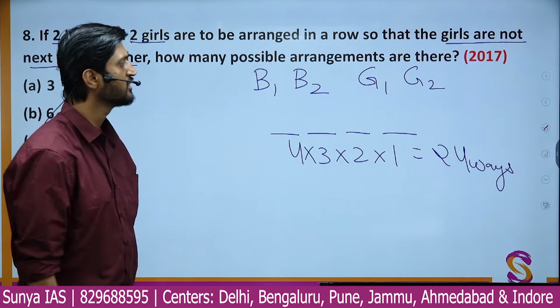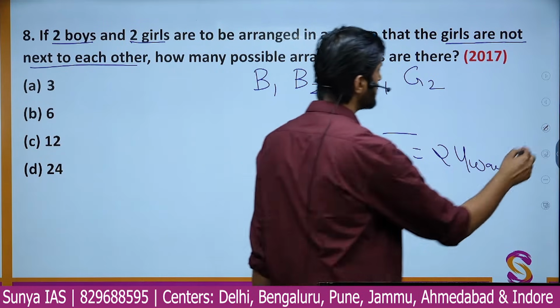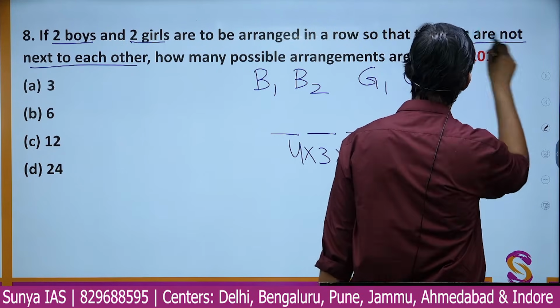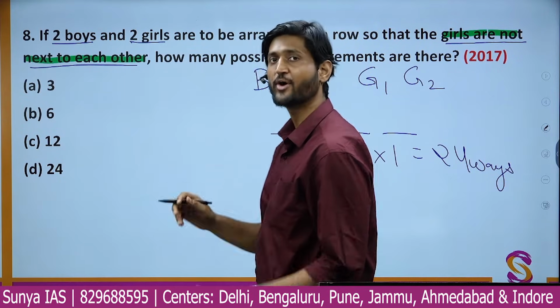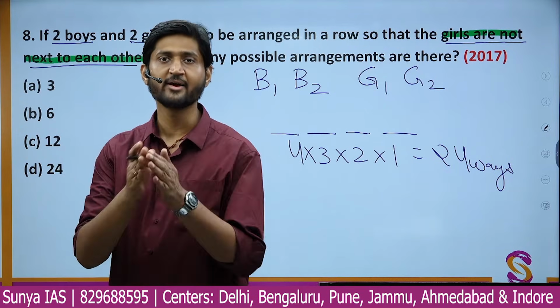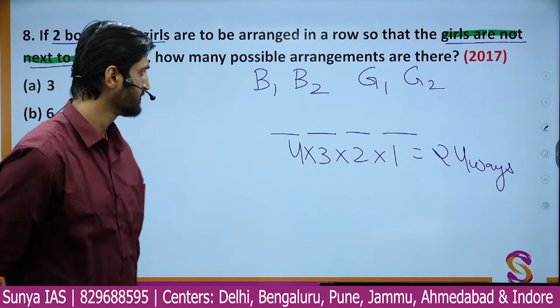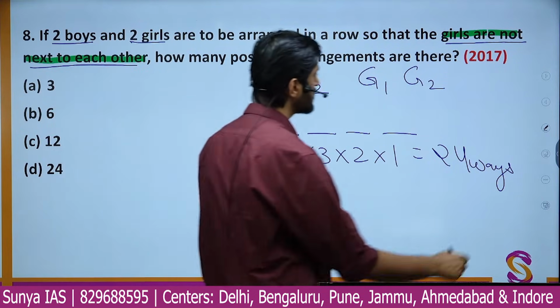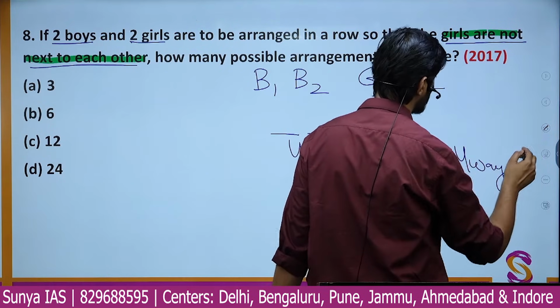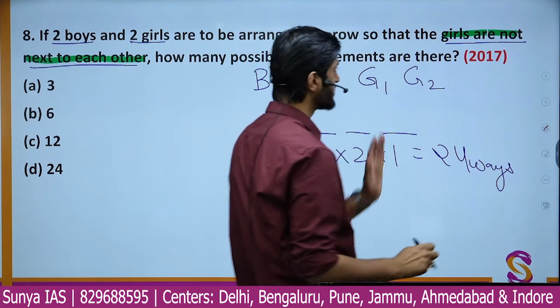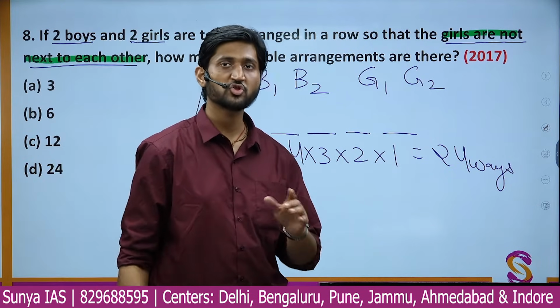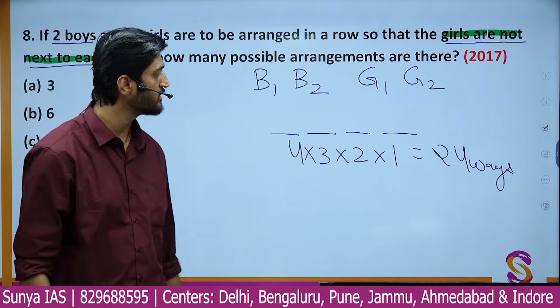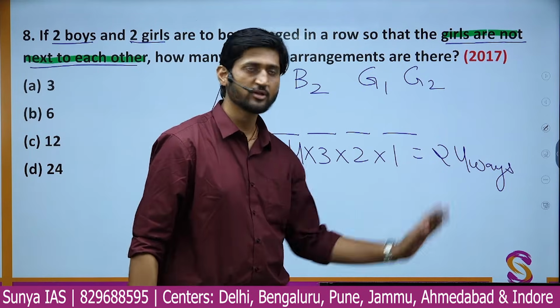But it says that we should arrange them in such a way that the girls are not next to each other. We have to find those ways in which the girls are far apart, not next to each other. So how can we do that? Instead of finding those ways in which the girls are not next to each other, we can do the reverse process. We can find the ways in which the girls are close to one another and then subtract them from the overall ways, the total ways which are possible.